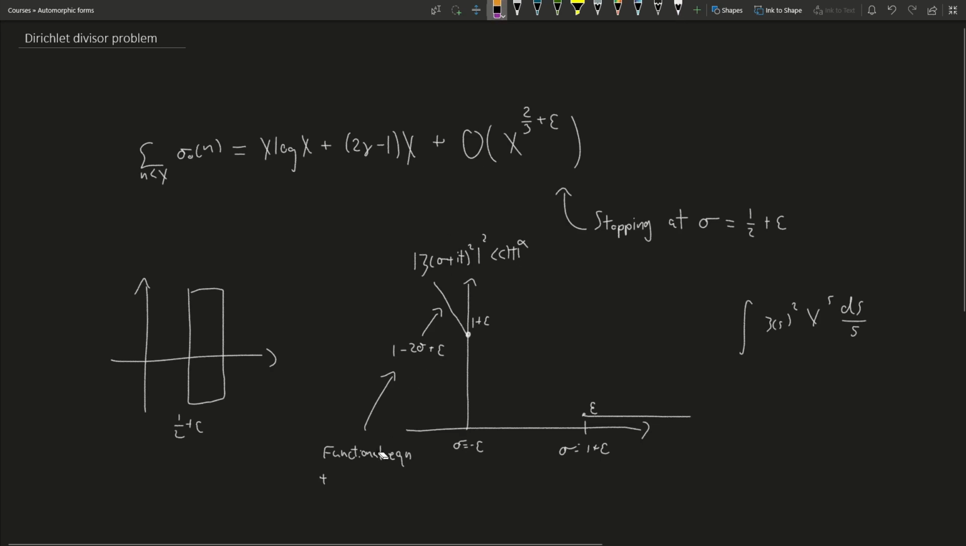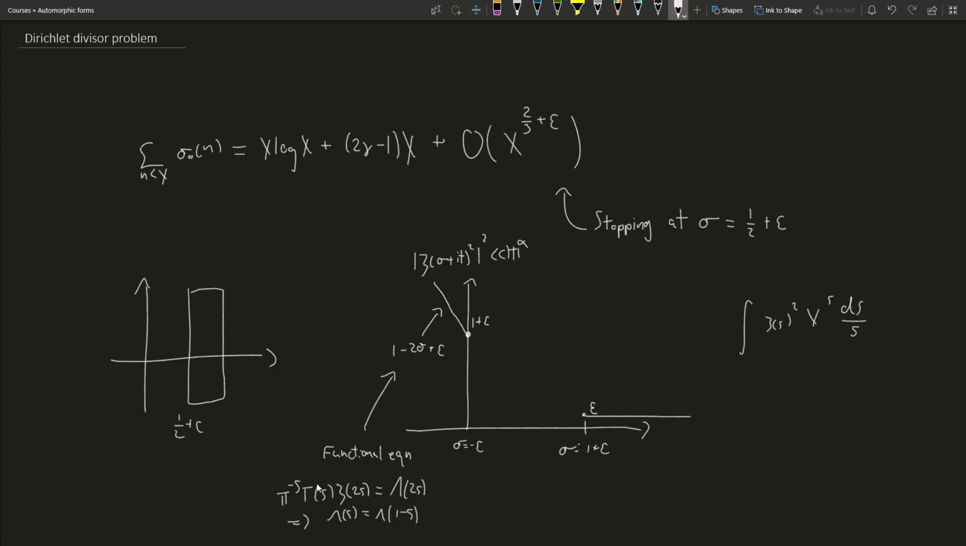So to remind you, the functional equation is that if you define lambda of 2s to be pi to the s gamma of s zeta of 2s, then that implies that lambda of s equals lambda of 1 minus s.